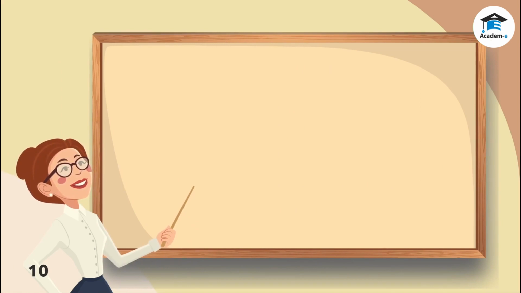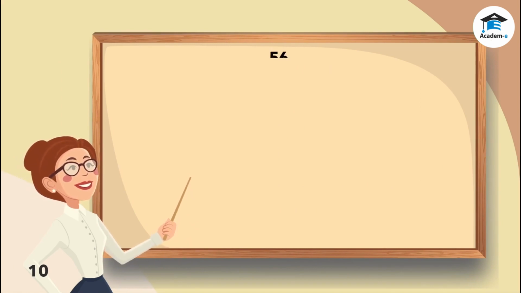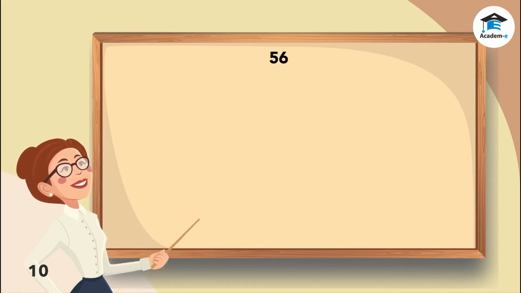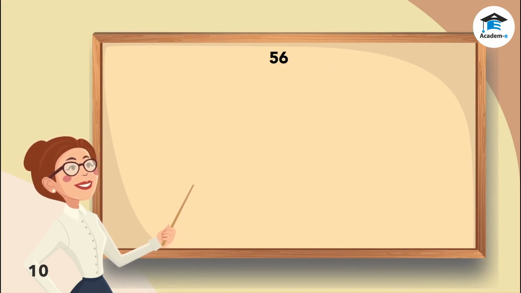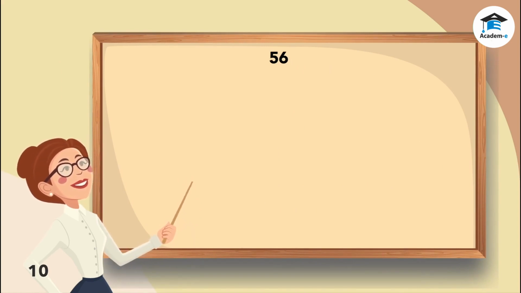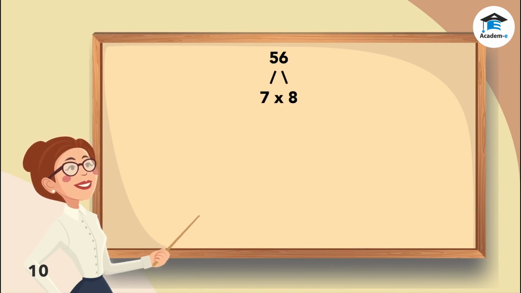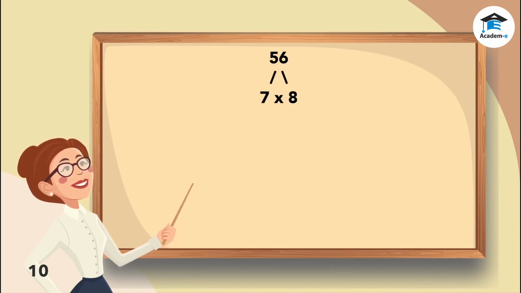Let's do another example. Determine the prime factorization of 56. Let's do first the factor tree method. Start with showing that 56 equals 7 times 8. Since 7 is already a prime number, it doesn't grow any more branches. 8, however, is not a prime number.